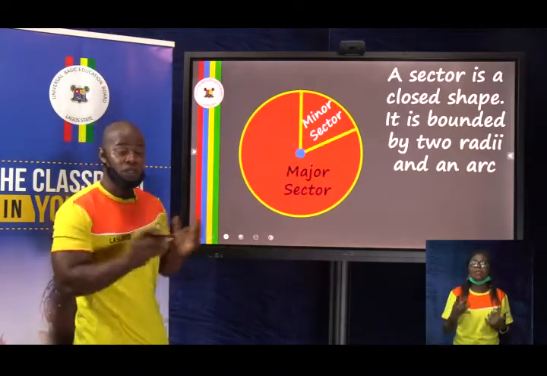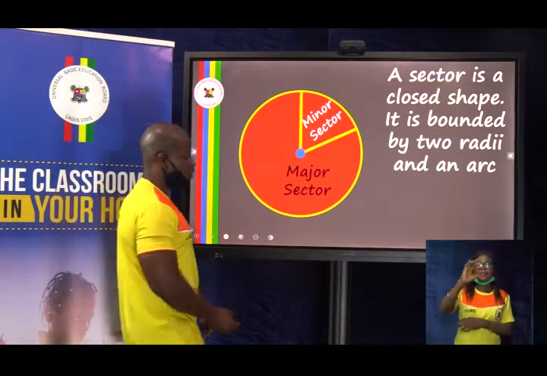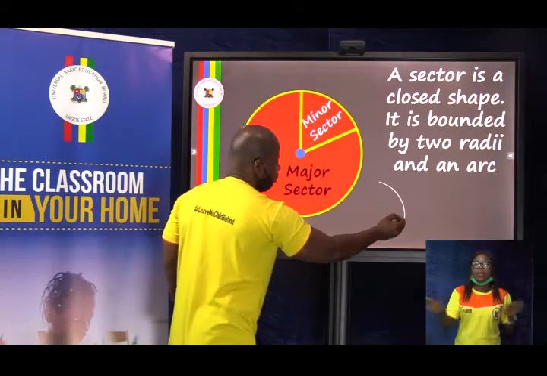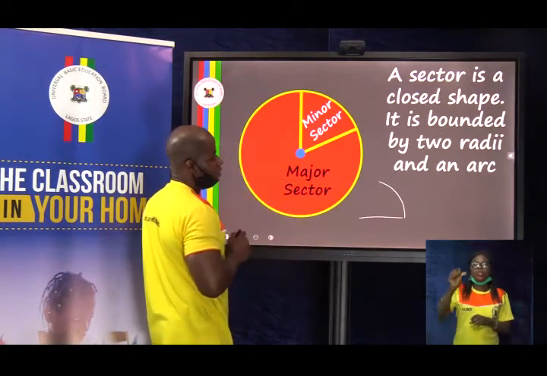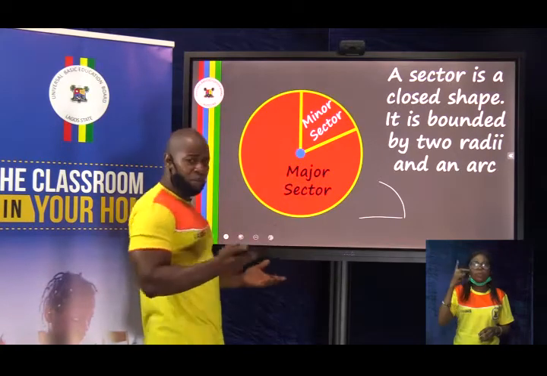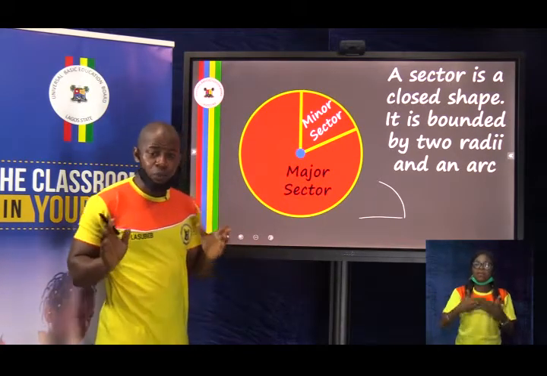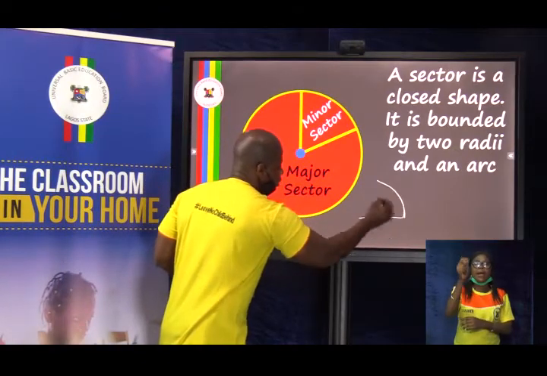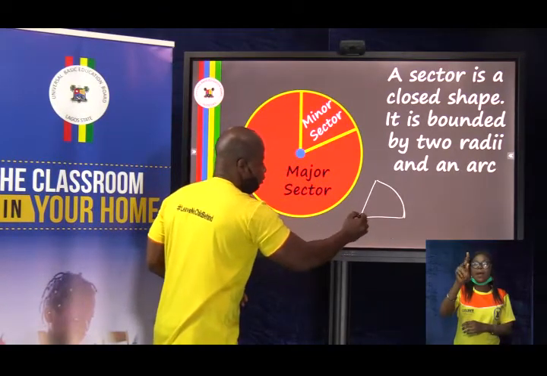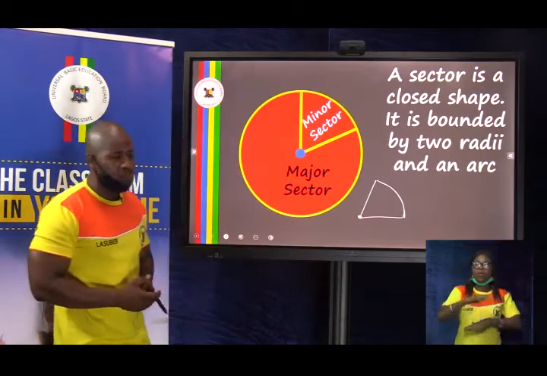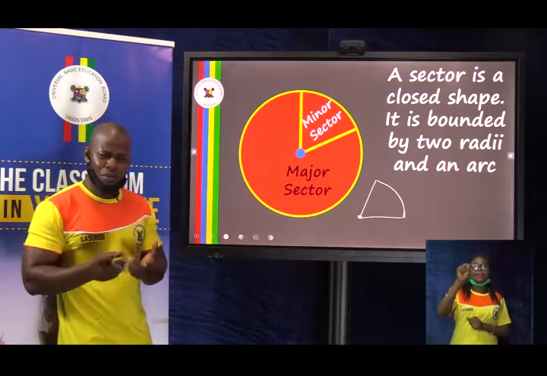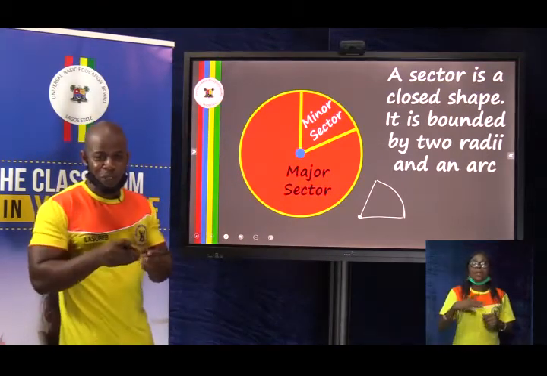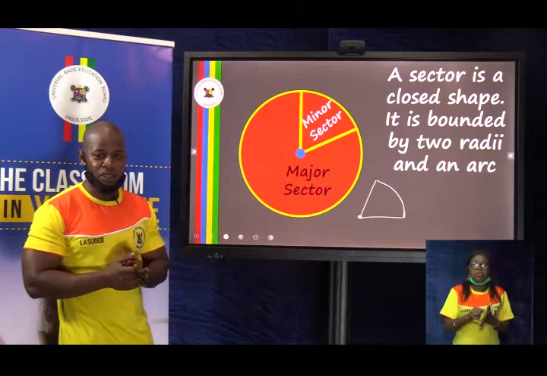And the sector is also a closed shape, you know. It has to be closed. It must be bounded by an arc and two radii. Remember that I said that radii is the plural of radius. Bounded by an arc, a curve like this, and then two radii, two straight lines. What you call a sector, much like that tiny piece of tangerine that you remove from the whole tangerine.